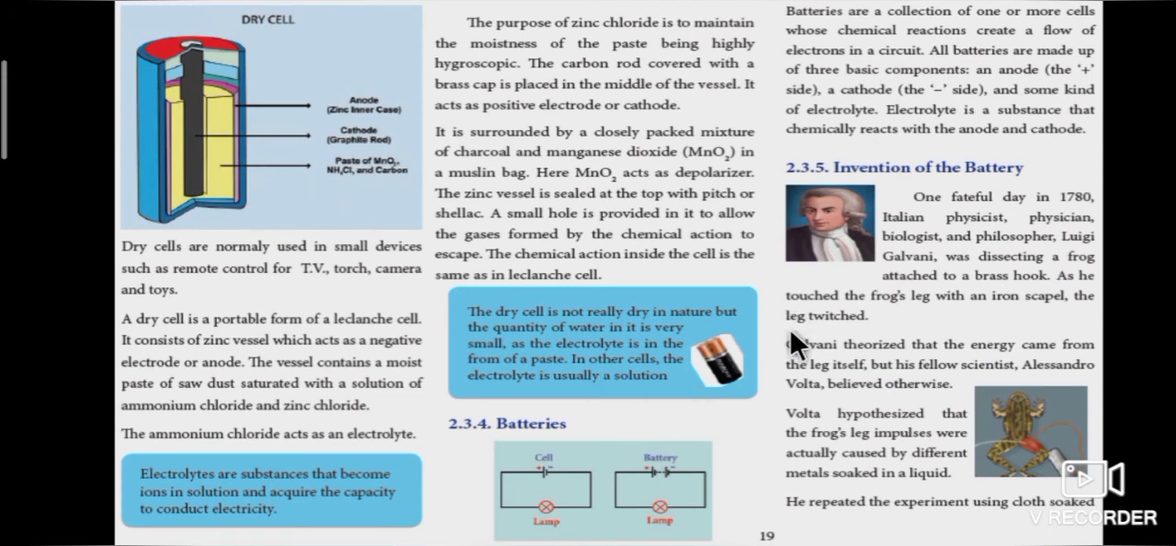Page number 19 explains about dry cell and batteries. Dry cells are normally used in small devices such as a remote control for TV, torch, camera and toys. A dry cell is a portable form of a Leclanche cell. Next, batteries. Batteries are a collection of one or more cells whose chemical reactions create a flow of electrons in a circuit.